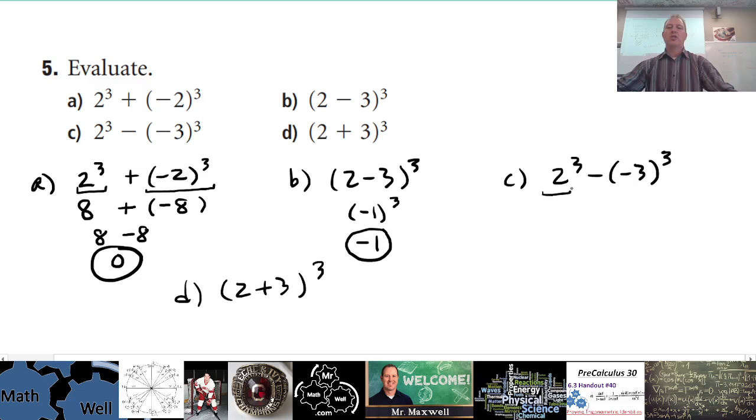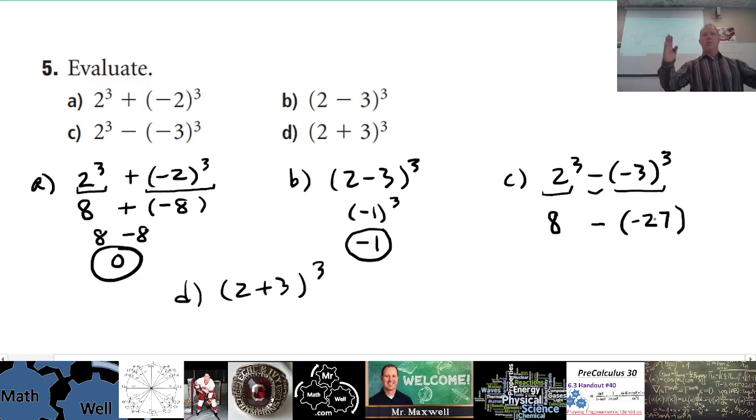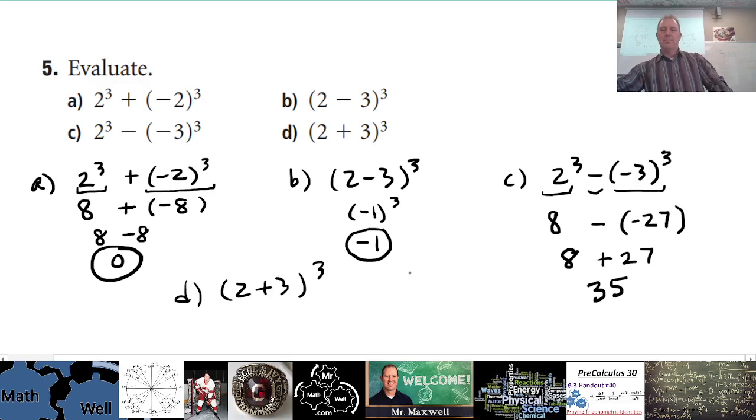So this one over here, I have exponents, I have subtraction, I have brackets, and I have another exponent. So this is very similar to A. Let's do the first exponent one. That's going to be 8 minus -3 times -3 times -3 is -27. When we subtract a negative, that's the same as what? You have two negatives, that's the same as adding. Very good. So that's 8 plus 27. 8 plus 27, we've got 3 to go to 30, then another 5 more to make up the 8, so that's going to be 35. And that's your answer.